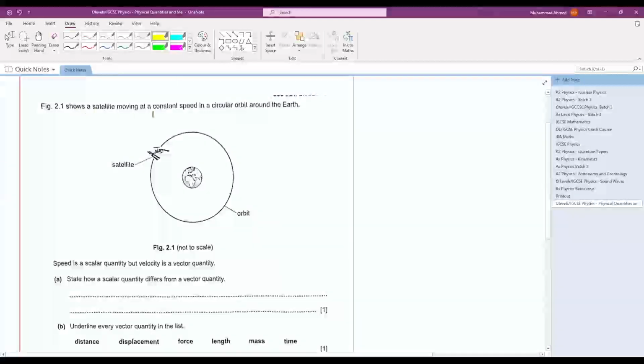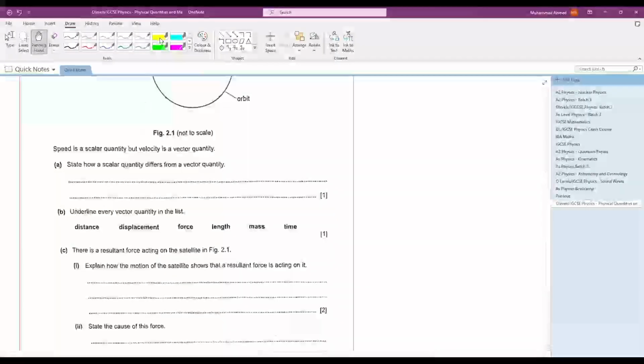Figure 2.1 shows a satellite moving at a constant speed in a circular orbit around the Earth. Speed is a scalar quantity, but velocity is a vector quantity. State how a scalar quantity differs from a vector quantity. So, what will you say?